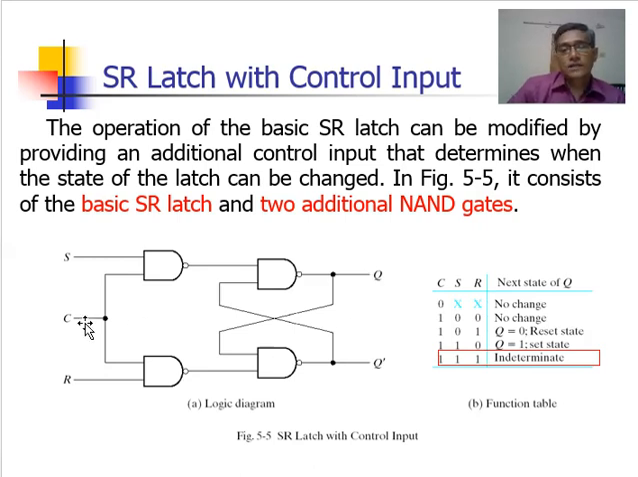If clock input is 1 and S is equal to 0, R equal to 1, both inputs of this NAND gate are 1, so the output will be 0. Whenever one input of the NAND gate is 0, the output is 1. So this 1 is fed back here, and with this value 1, the output is 0. So Q becomes 0 and Q dash becomes 1. Similarly, when S is equal to 1, R equal to 0, Q becomes 1 and Q dash becomes 0. When both are 1 1, again Q and Q dash are going to be the same value, which is indeterminate. So even though we add a clock input here, we are not going to avoid the indeterminate state in this implementation.